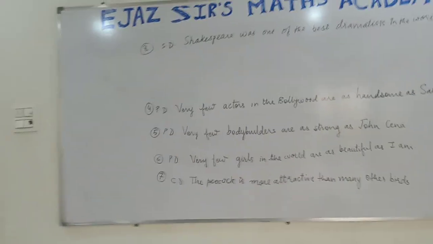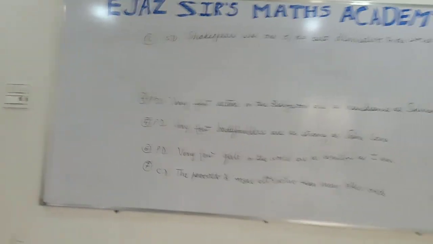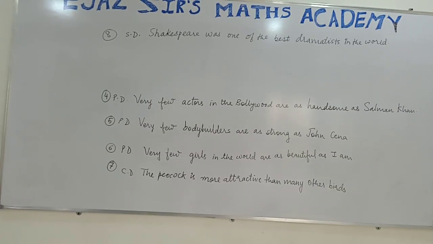Okay, so we'll stop here. We have studied 2 types of degrees of comparison. There are 3 more types, and that will complete the 5 types of degrees of comparison. So in all there are 5 types, and we have studied 2 types out of 5.